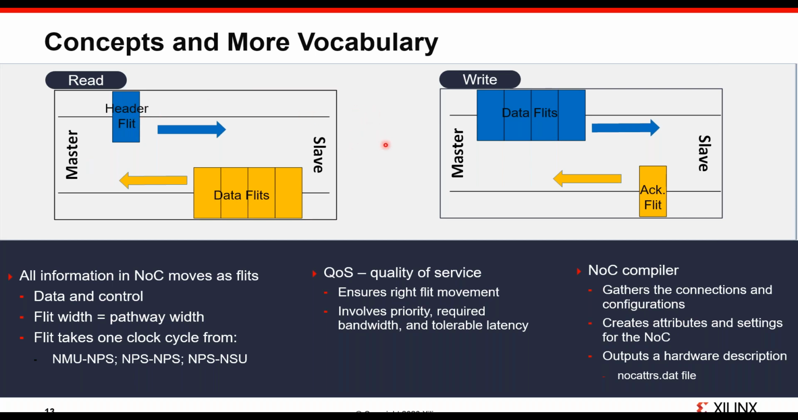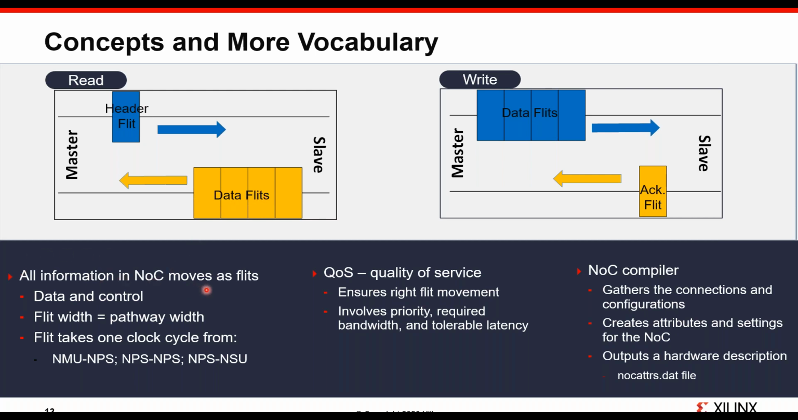Once the slave receives that, it turns around and says, okay, an overhead flit, a header flit, an overhead flit to the slave. The slave says, okay, what do you want? Now it turns around and says, okay, I understand what you want. I'm going to send all this back. And this could be one to many data flits as it works its way through.